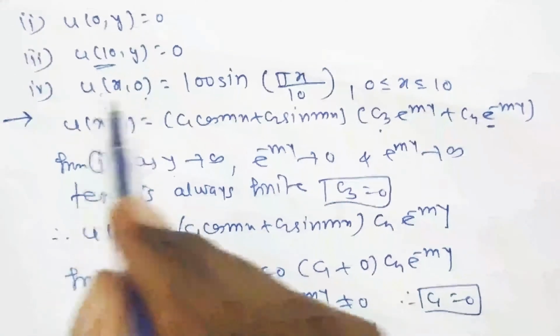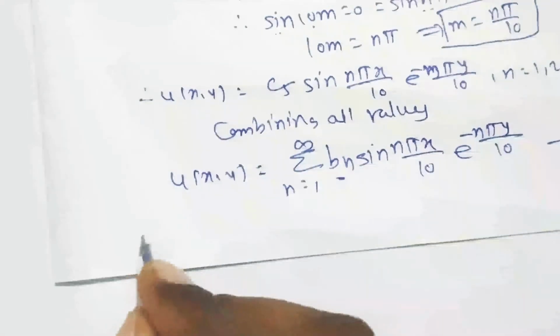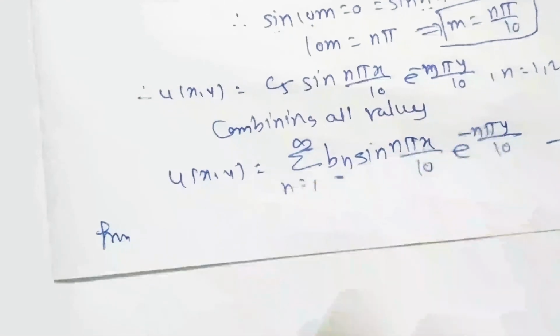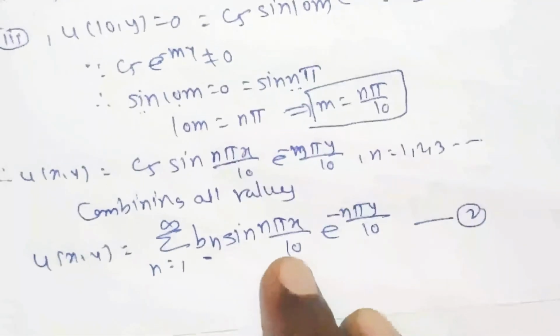For that we have to use the fourth condition, that is, when y equal to 0 the value of u is given as 100 sin pi x by 10. So from the fourth condition, u of x0 is equal to 100 sin pi x by 10 if x lies between 0 to 10. So we have to put y equal to 0 in equation 2 here.